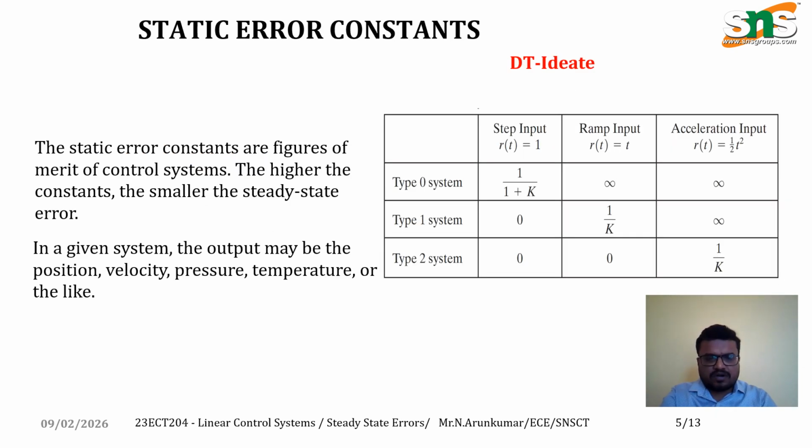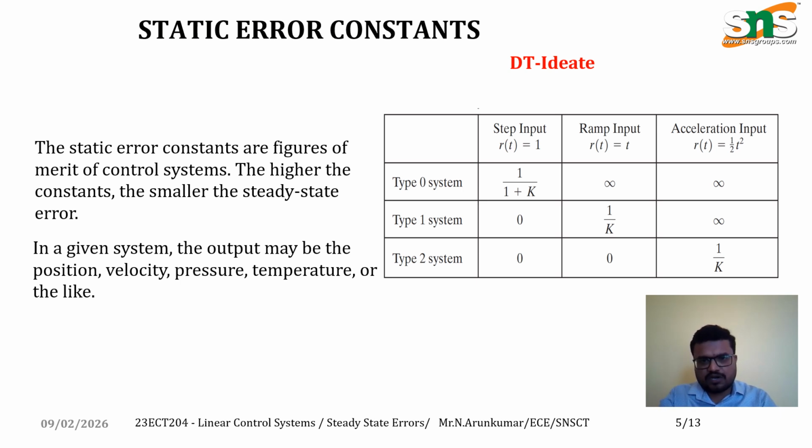And the next one is static error constants. While moving or generating the values of the transfer function, it may depend on three factors: position, velocity, and acceleration. These three factors define the systems based on the moving or generating function of the systems. Especially it can be based on type 0 system, type 1 system, and type 2 system. Type 0 means 1 by 1 plus Kp, position. Type 1 is 1 by Kv, velocity. And type 2 system means 1 by Ka, acceleration.